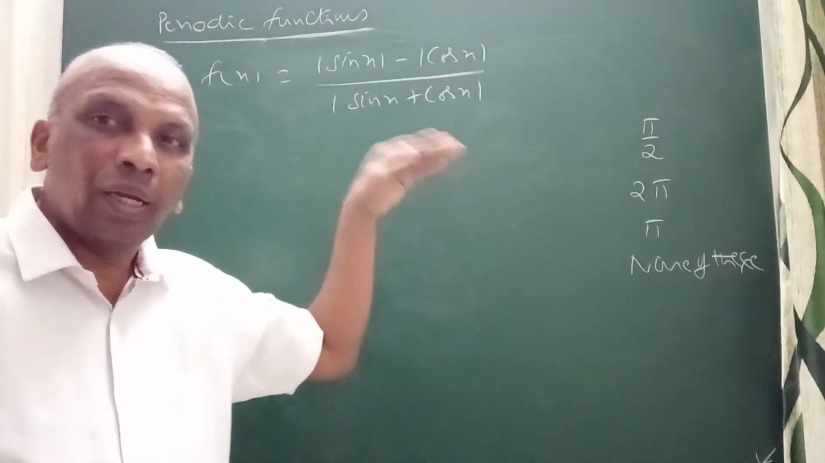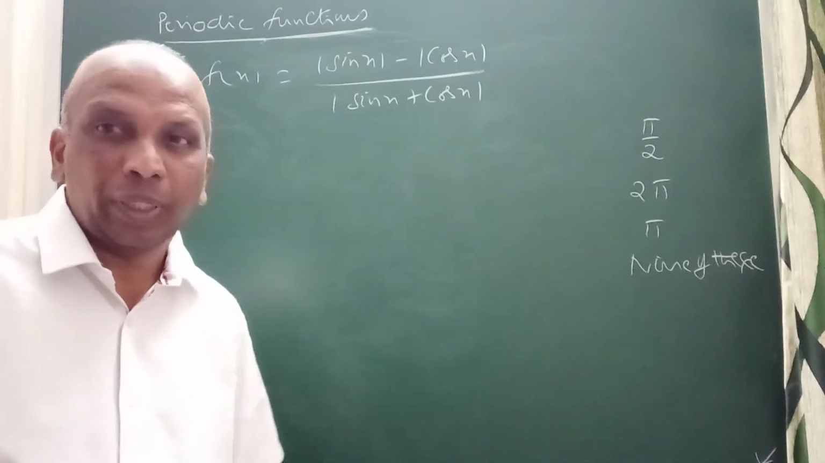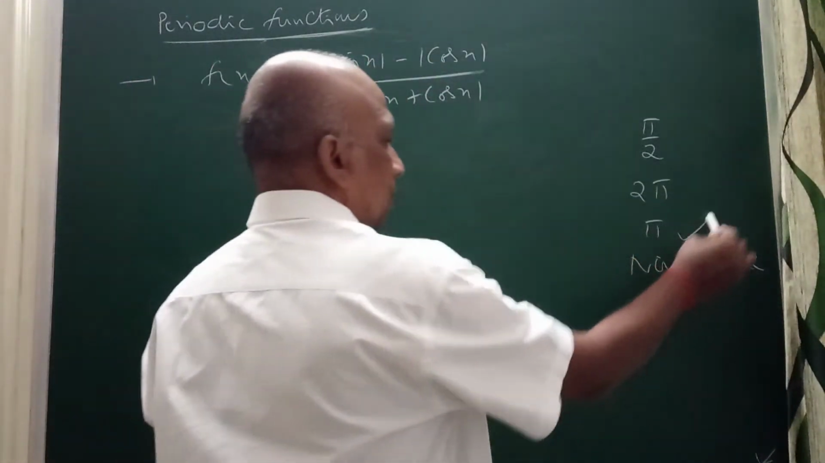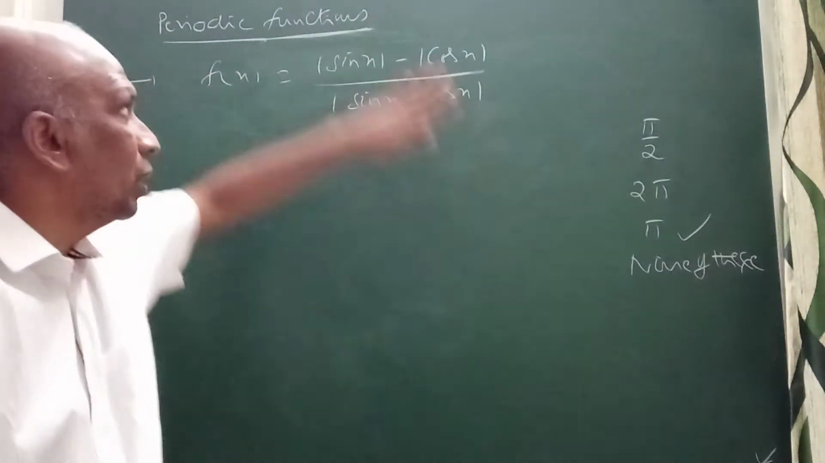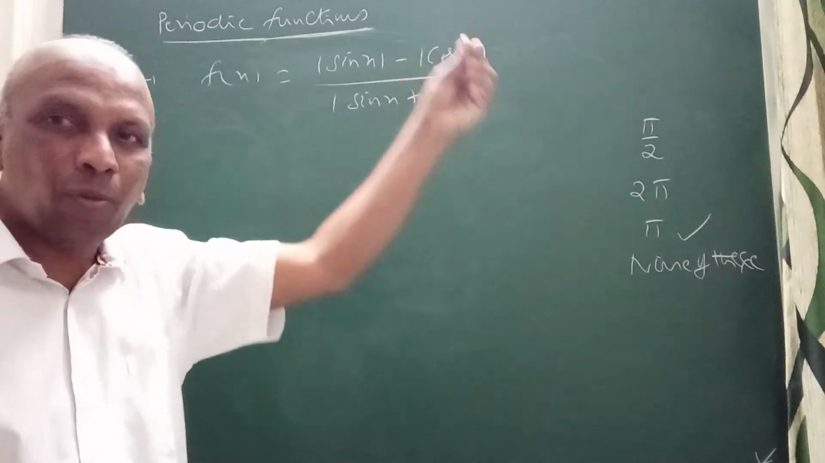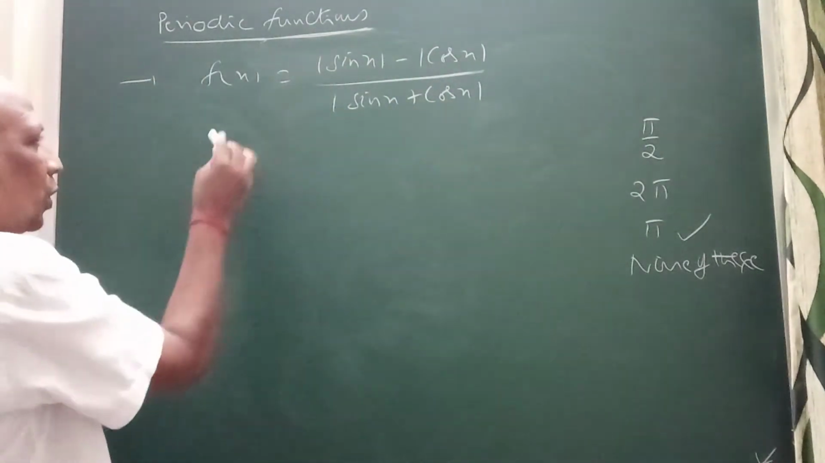So mod will be there. So it's a periodic function. It will be the same thing, right? So clearly we can say the period is pi. Correct? The individual period is pi. This period also pi. So the LCM of pi will be pi only. Even you can check if you want, you can verify.